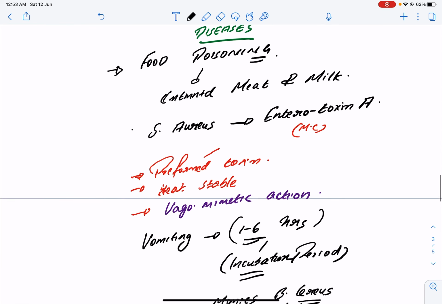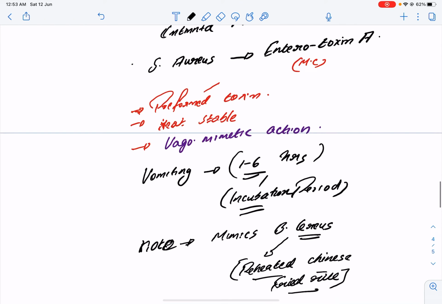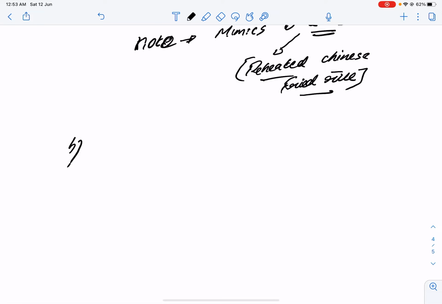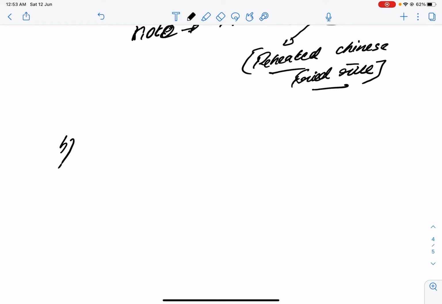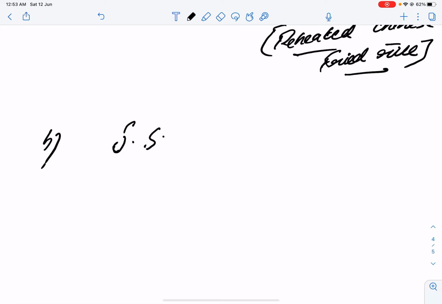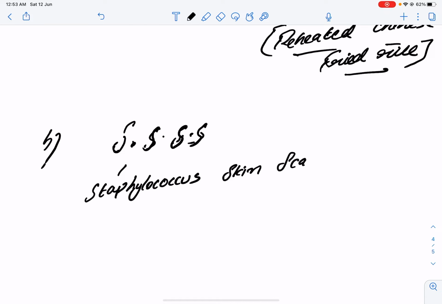So that's the first toxin mediated disease, food poisoning. Second thing, they will cause something called 4S, that is Staphylococcal scalded skin syndrome.